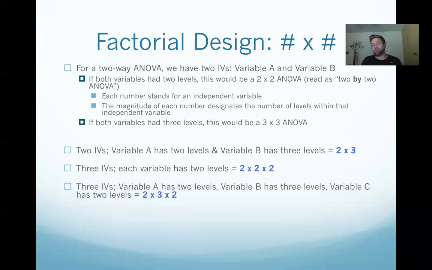Again, similarly, if you had three independent variables where variable A has two levels, variable B has three levels, and variable C has two levels, you could have a 2x3x2 factorial design.